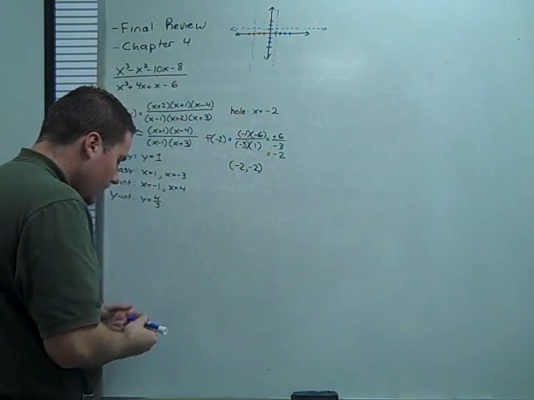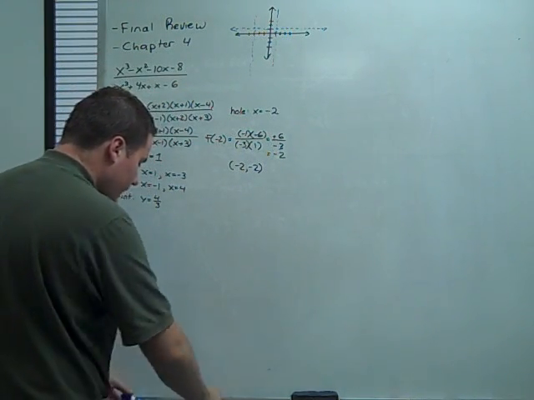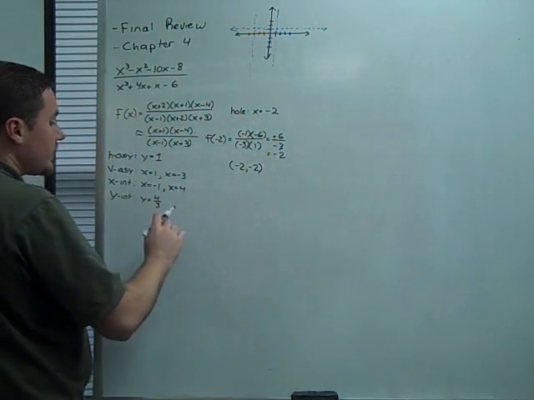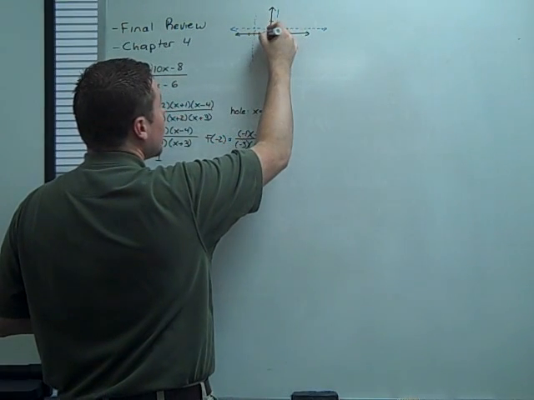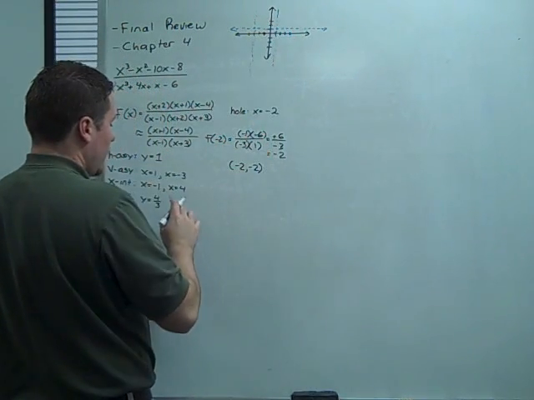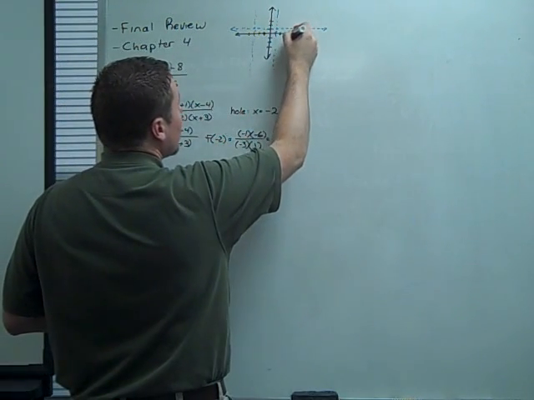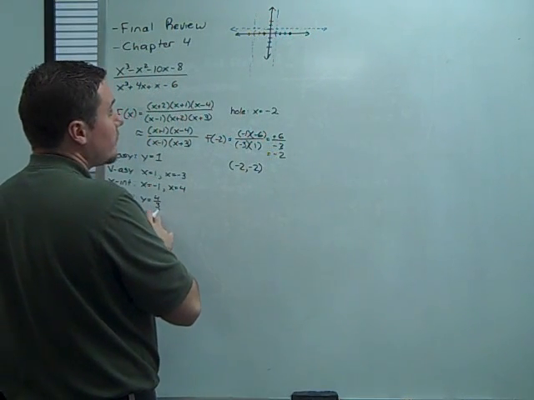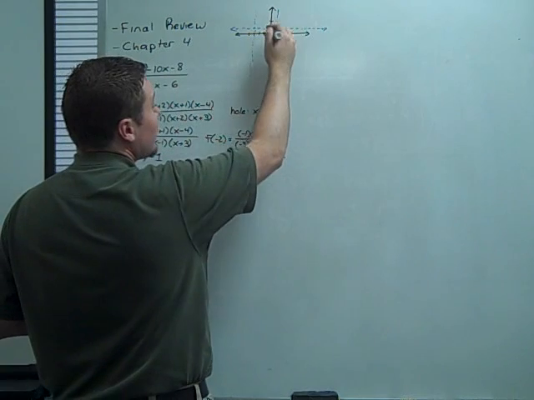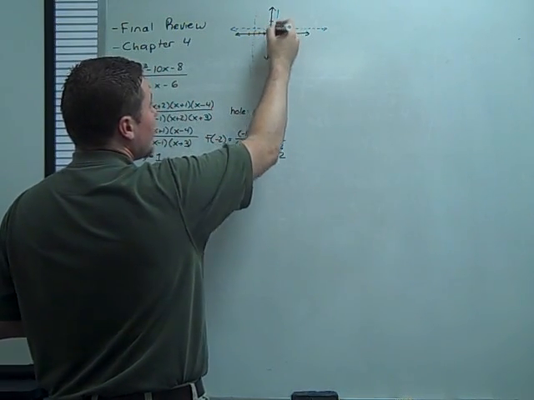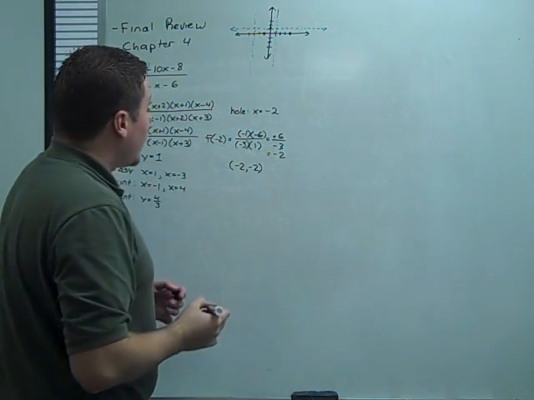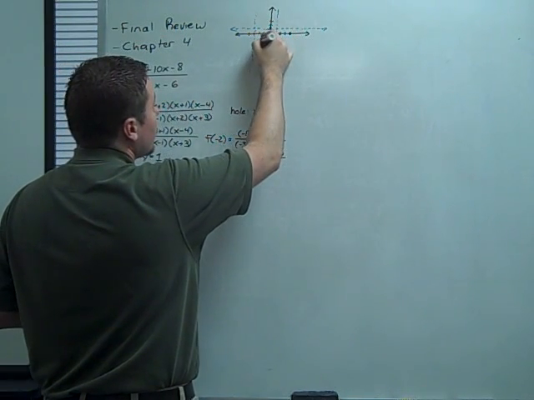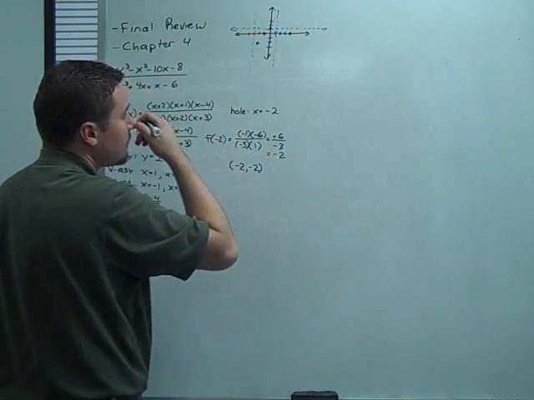Now, with those guidelines in place, let's start putting in points. Well, we know that the x-intercepts are at -1, at 4, and our y-intercept is 4/3. So that's a little bit more than 1. And our hole is at -2, -2, so somewhere around there.